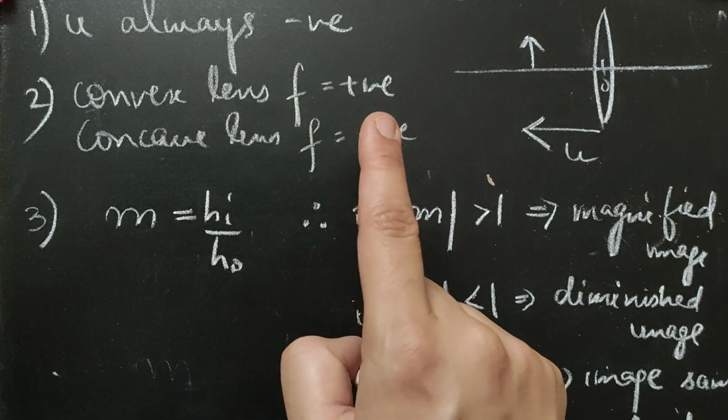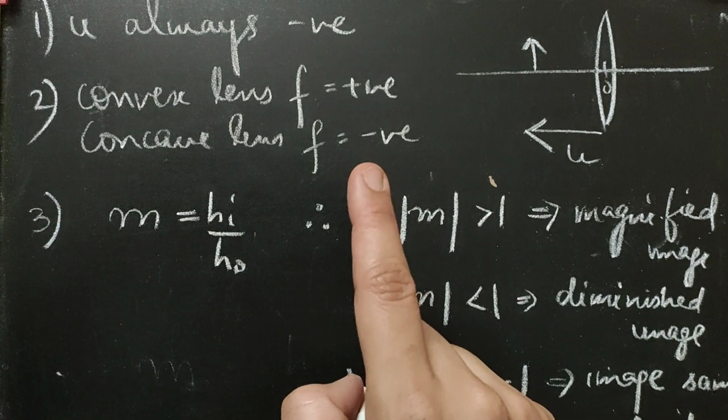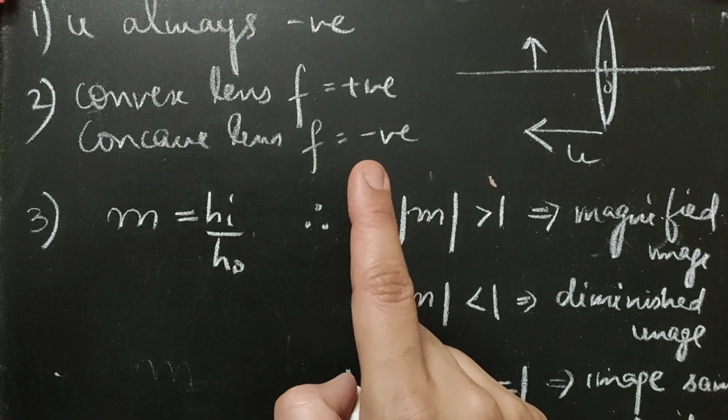Focal length of convex lens is taken positive and concave lens is taken negative. This we have already discussed when we discussed the sign conventions.